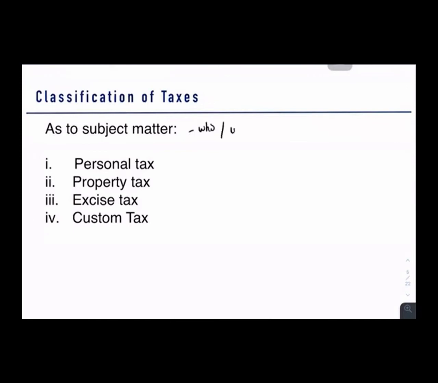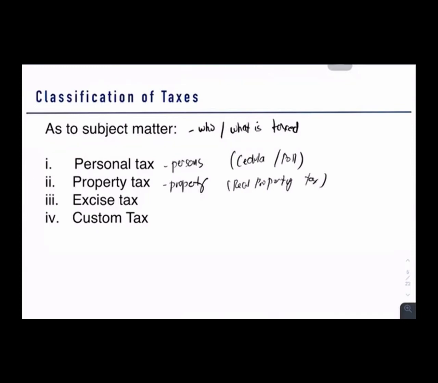So if the classification is personal tax, what is taxed here in our personal tax are persons. While in your property tax, of course, what is taxed is property. So your example of personal tax, one common example is your cedula or your poll tax. How about your property tax? One example is your real property tax. The subject of the tax is the property or the real property.